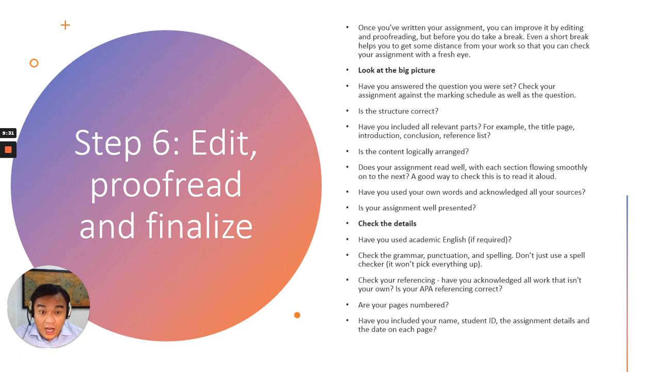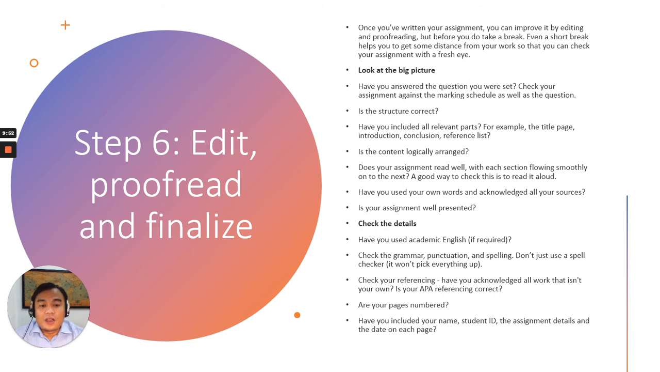Have you used your own words and acknowledged all your sources? Have you repeated the same words too many times? Is your assignment well presented? And later you can check for the details. Have you used academic English? Check the grammar, punctuation, and spelling. Don't just use a spell checker. Check your referencing.